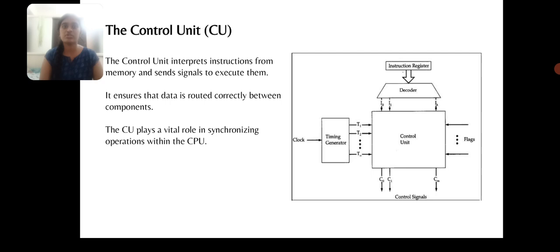Control unit. The control unit interprets the instruction from memory and sends signals to execute them. The control unit gets instructions from the memory and it gives signals to the output and it will execute. It ensures the data is routed correctly between the components. In the control unit, all the components are connected correctly so that there are no mismatches. The CU plays a vital role in synchronizing operations within the CPU.